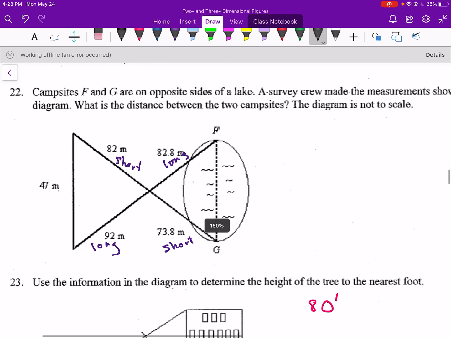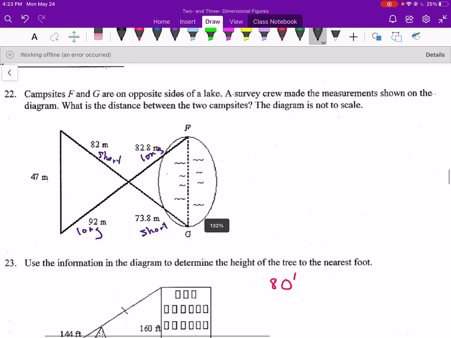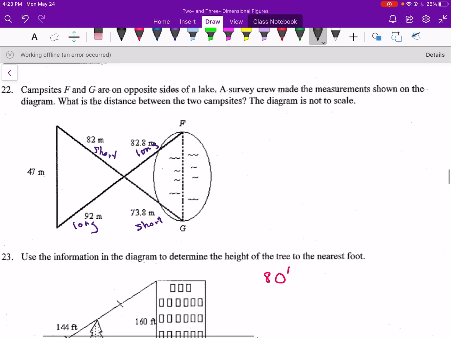Number 22 is still dealing with similar figures. This time we have 2 triangles, and if you read the story, you'll realize that you do have 2 similar triangles. We're trying to find the length across the lake, so I've marked it X. And as I look at my triangles, I notice that each of them has a short side and a long side, and the triangle on the left is short side and long side.